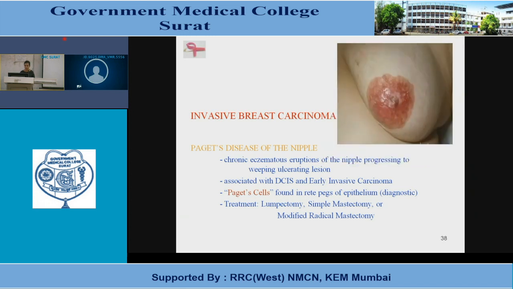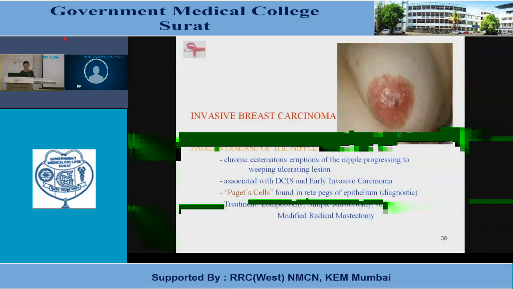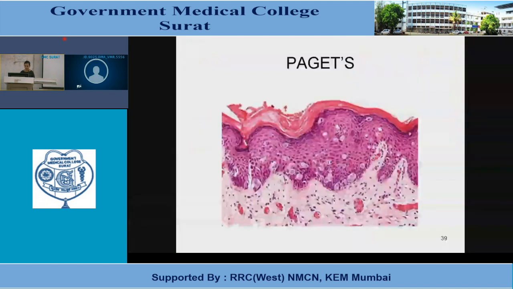So what you are seeing here is a gross finding. How does it look over the breast? It is an eczematous or weeping, ulcerating lesion, which is red, tender, and having a serosanguinous kind of discharge over the skin. This is how the histology of Paget's is seen.